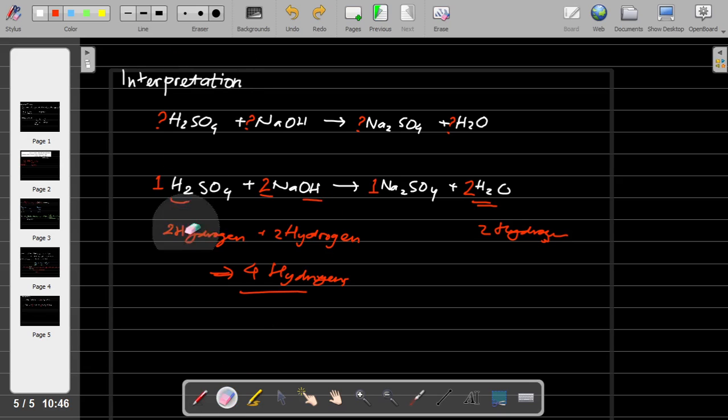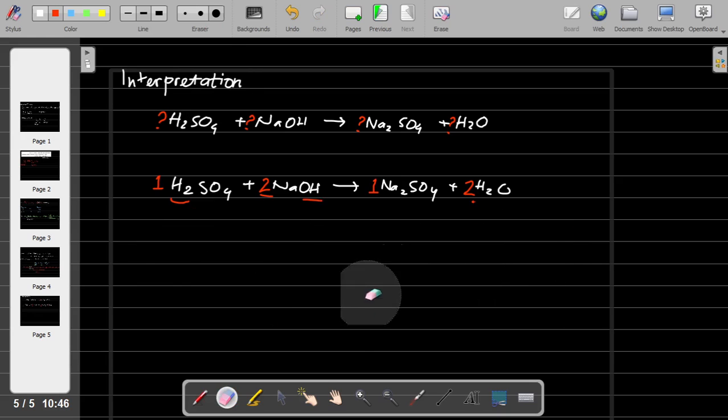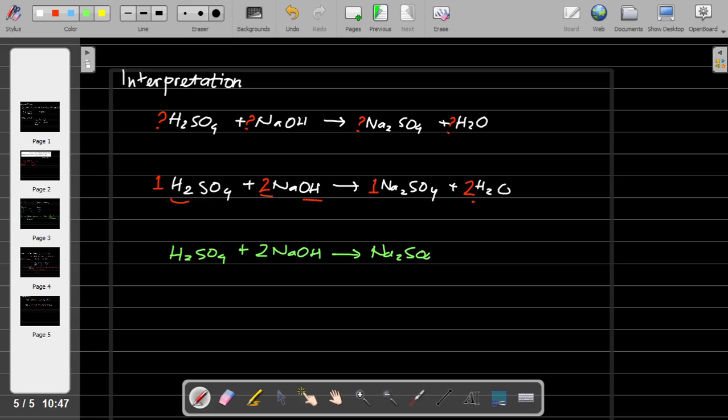I will erase this first and rewrite it. So H2SO4. Because it is 1, it's okay to not write it, so we can just remove it. And then plus 2NaOH equals Na2SO4 plus 2H2O. So this is the balanced equation.